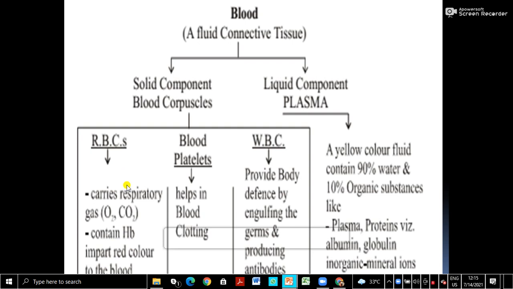And what is the function of RBCs? It transports oxygen and carbon dioxide. We have learned in the last topic, respiration, that oxygen is absorbed from the atmosphere, and in the alveolus there is exchange of gases, carbon dioxide and oxygen, between the alveoli and the blood capillaries. So oxygen diffuses into the blood capillaries.